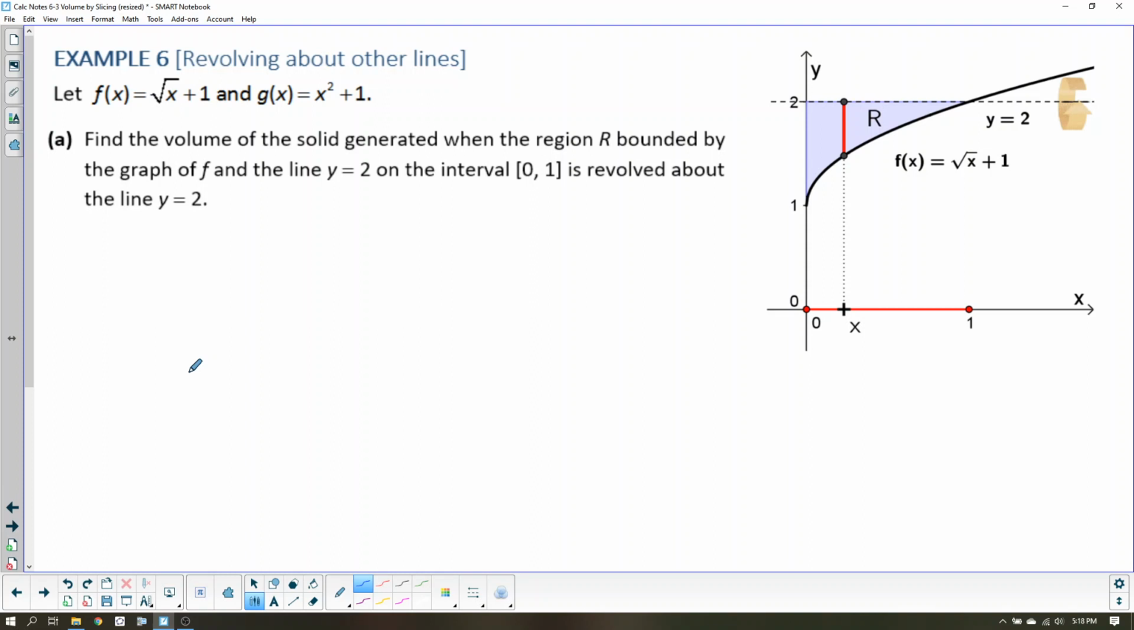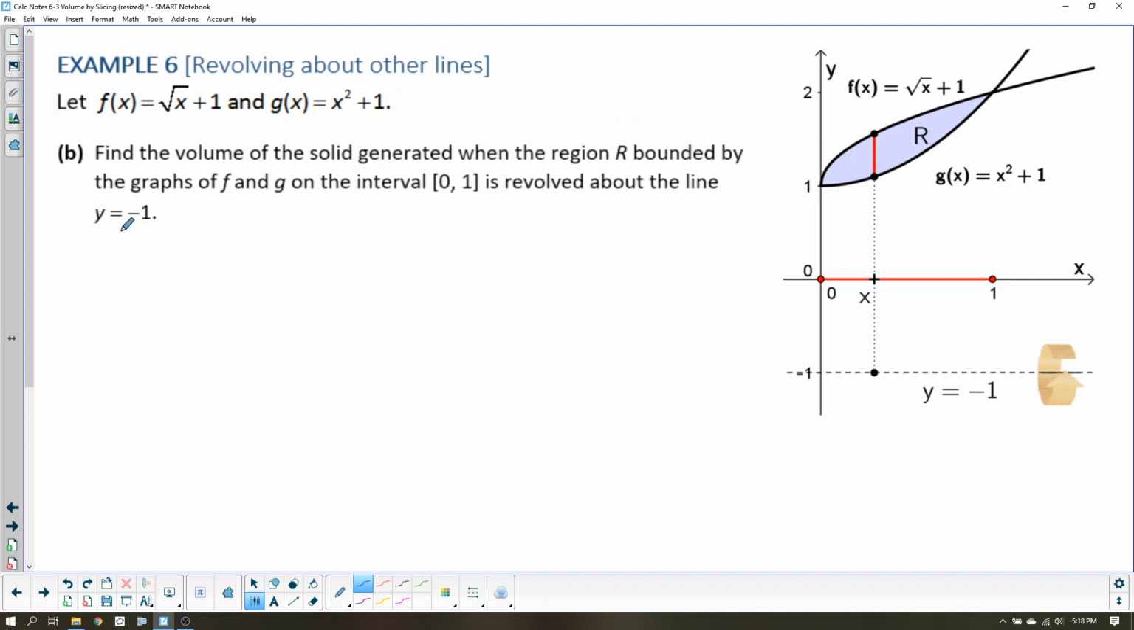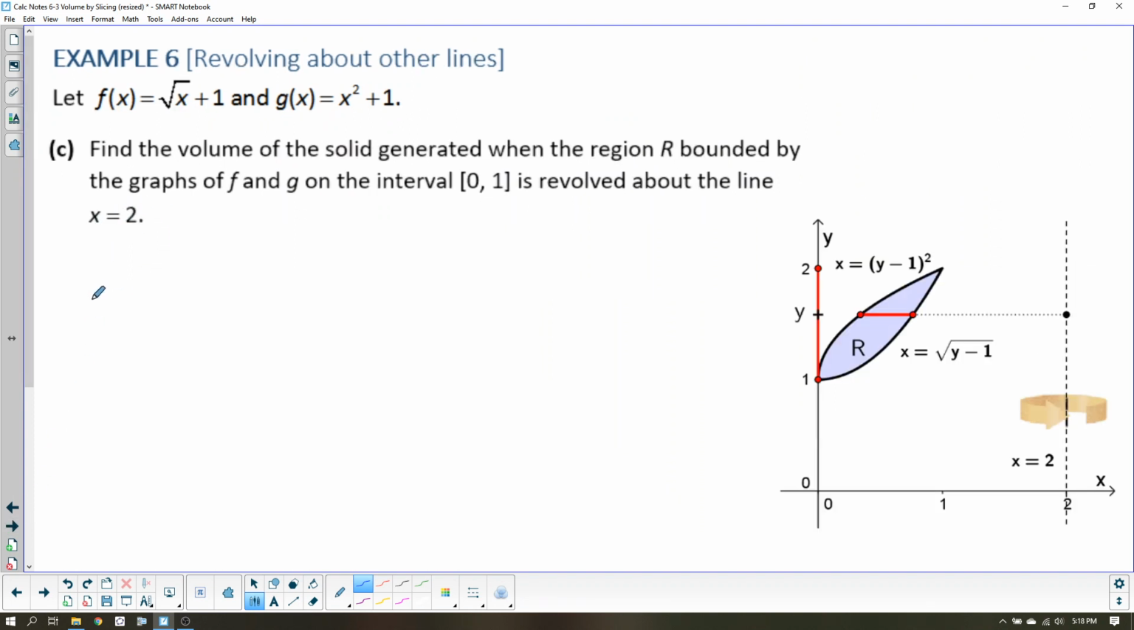Okay, last example. Last example is going to do something similar. We're going to use the same two functions, but we're going to rotate it about different objects. Sometimes I think we're going to do y equal 2, a horizontal line. Then we're going to do y equal -1, a different horizontal line. And then the last one we're going to do about a vertical line.